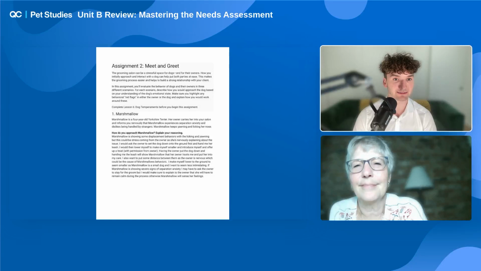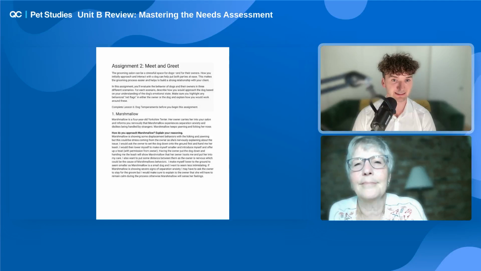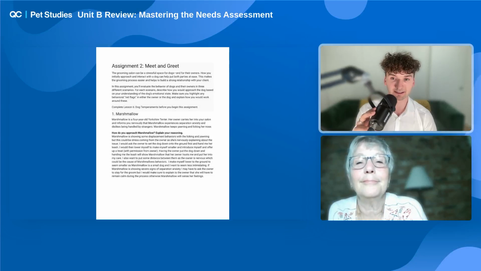I also want to put some distance between them, as the owner is nervous, which could be the cause of Marshmallow's behavior. I make myself lower to the ground to seem smaller, as Marshmallow is a small dog and I want to seem less intimidating. If Marshmallow is showing severe signs of separation anxiety, I may have to ask the owner to stay for the groom, but I would make sure to explain to the owner that she will have to remain calm during the process. Otherwise, Marshmallow will sense her feelings.